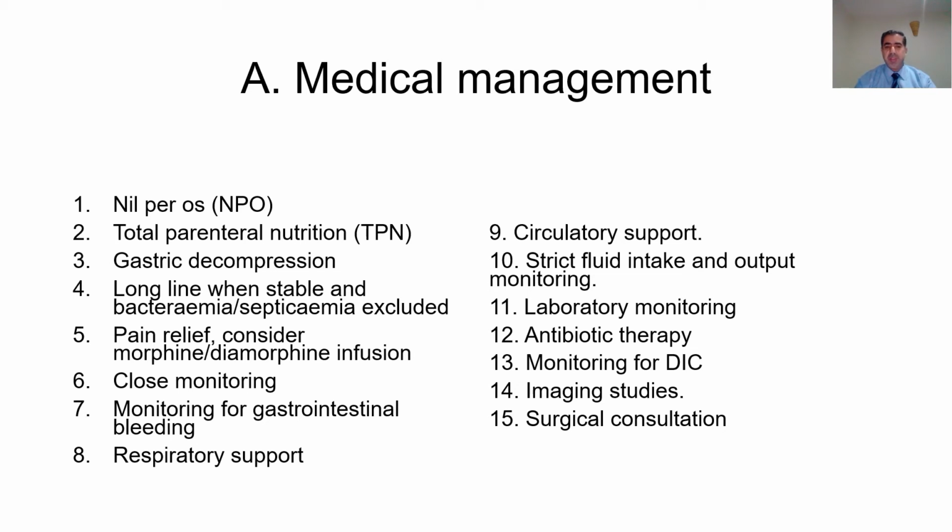Total parenteral nutrition should be provided in order to make sure that your baby is not deprived of the essential nutrients. Gastric decompression through orogastric tube is very important. Long line: when your baby is stable and your blood cultures are negative, it's better to insert a PICC line or whatever long line possible. Pain relief, and consider morphine or dimorphine infusion. These babies need close monitoring. They need monitoring of gastrointestinal bleeding, which can be massive.